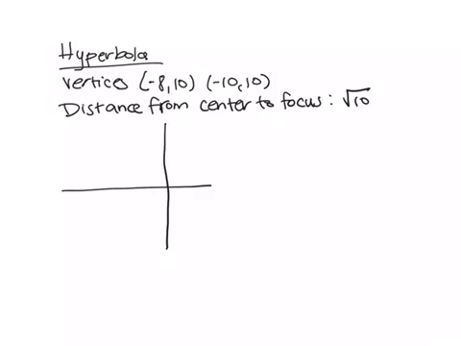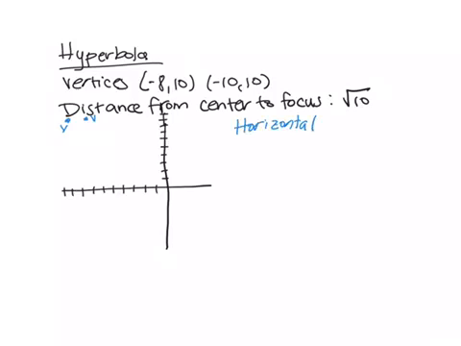All right, so if I'm at negative 8, 10 for one vertex, and then I'm at negative 10, 10 for the other, that tells me a couple of things. We know that this is going to then open side to side, so it's going to be horizontally oriented.